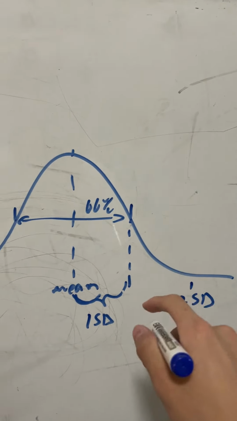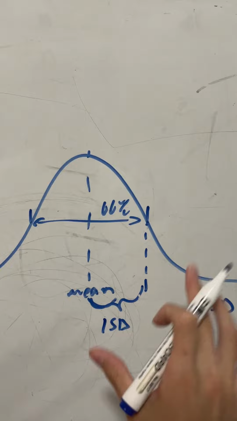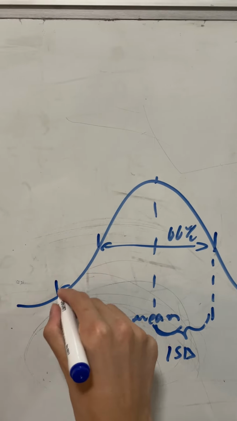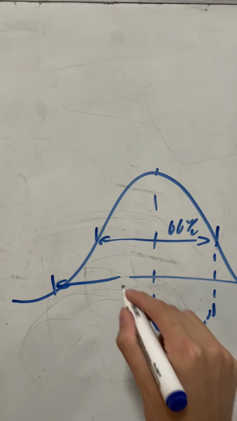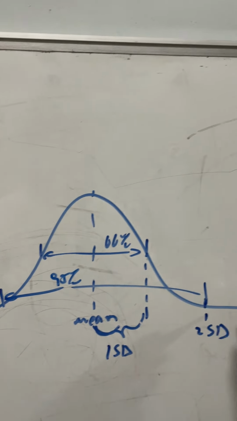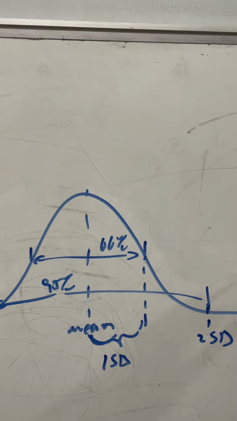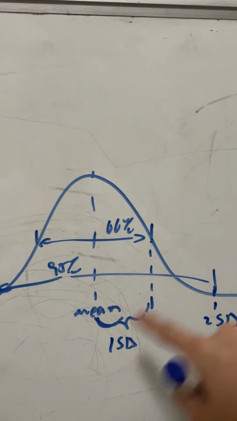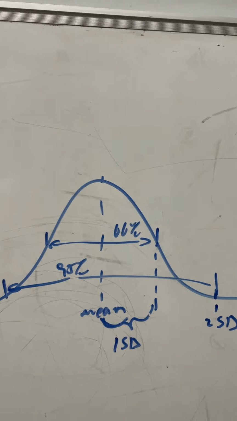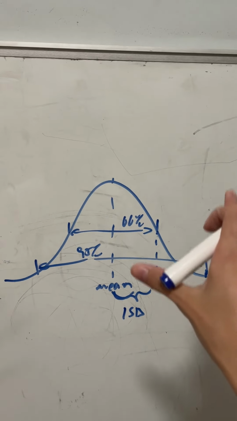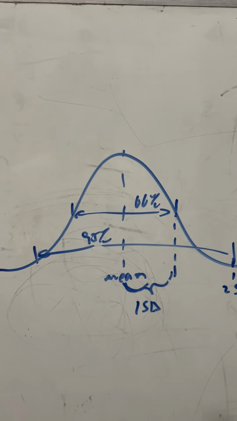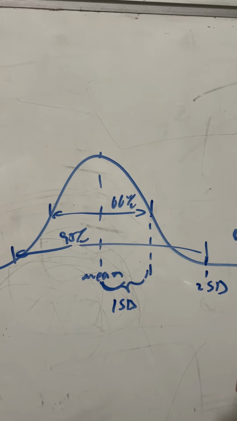And then for a normal model specifically, the 66, 2 standard deviations is 95, I think. And then 3 standard deviations is 99.7. Double check that, might be wrong. What else? Okay, and then that's for all normal distribution curves.